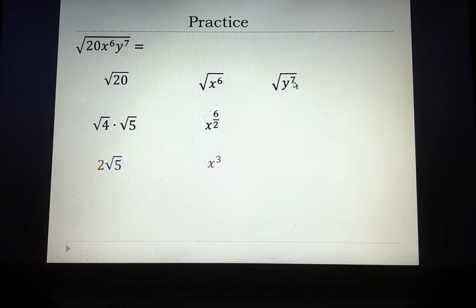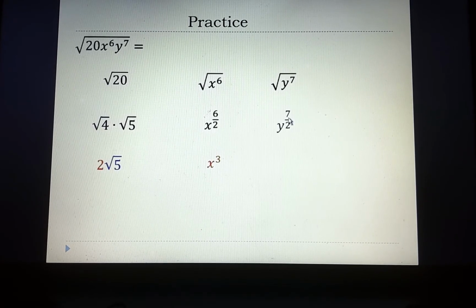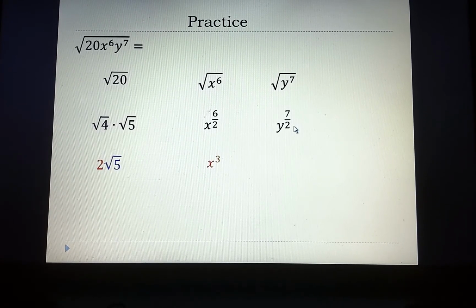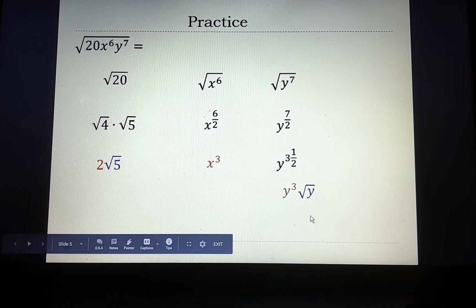Okay, we're going to do the same thing with y, square root of y to the 7th. That becomes y to the 7 over 2. You're going to do 7 divided by 2, and you're going to get 3.5. So we keep the y to the third, and we take the 1.5 and turn it back into my radical.